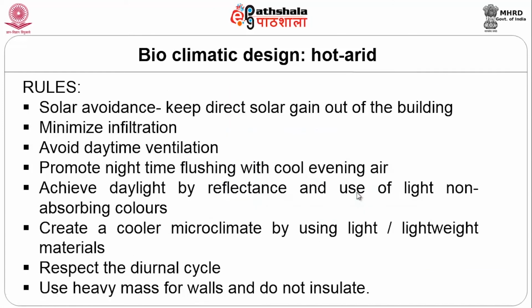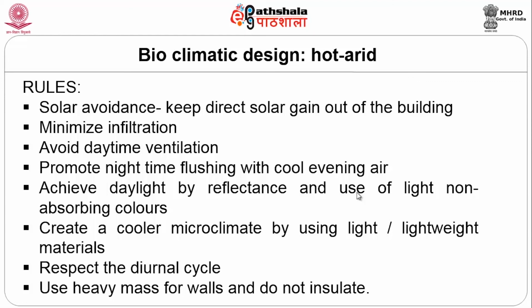What are the rules that we need to follow over here? Solar avoidance. Let's keep direct solar heat gain out of the building. Let it be only filtered light that enters the building. Minimize infiltration. Avoid daytime ventilation. Promote nighttime flushing with cool evening air. What this actually means is having windows at 2 levels where the hot air exits. We need to make sure that windows are given only on top, such that the hot air does not stay in the building, rather exits the building at a greater height. We need to achieve daylight by reflectance and use of light, non-absorbing colors. You need to create a cooler microclimate by using lightweight materials.